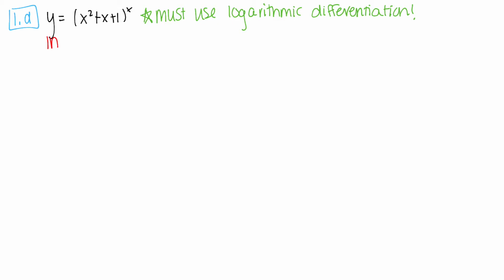All right, so you would take the ln of both sides. So you have ln y equals, and then ln on the other side as well, ln of x squared plus x plus 1 raised to the x. This x can come down in front now using our logarithm rules, and we haven't done any derivatives at this point. This is all just algebra.